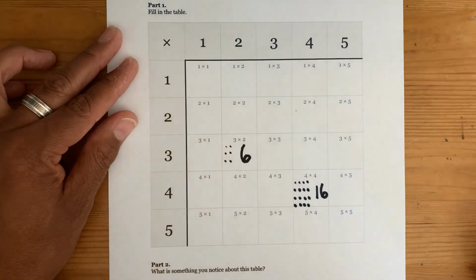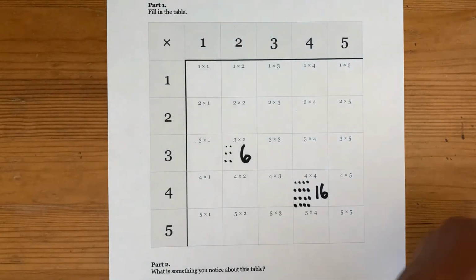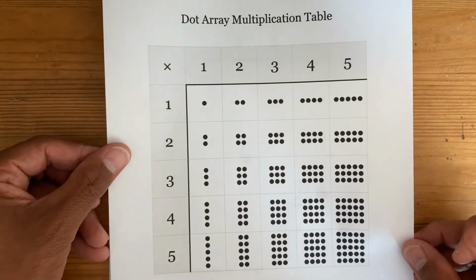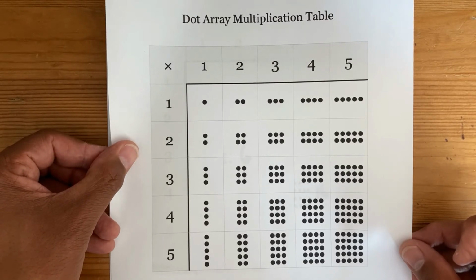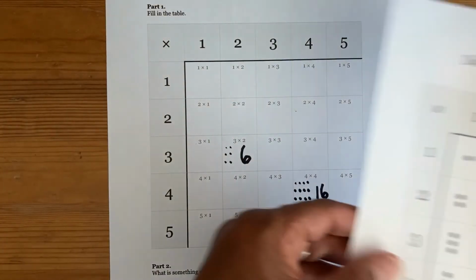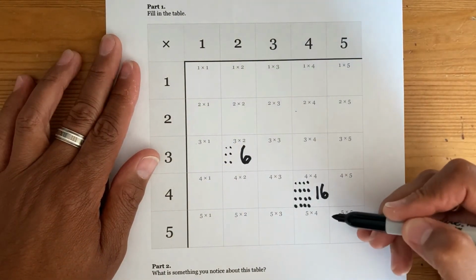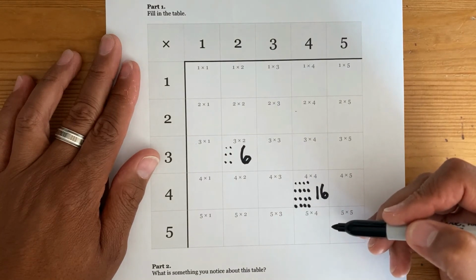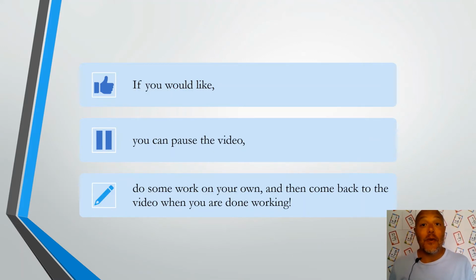Now, if you're still struggling with this, the next page in your packet does have this dot array multiplication table, which you can use. You can count the dots on here to help figure out the answer. But before you use this sheet, try it yourself. See if you can make the dot arrays yourself and figure out the answer. Have fun. If you'd like, you can pause the video, do some work on your own, and then come back to the video when you are done working.